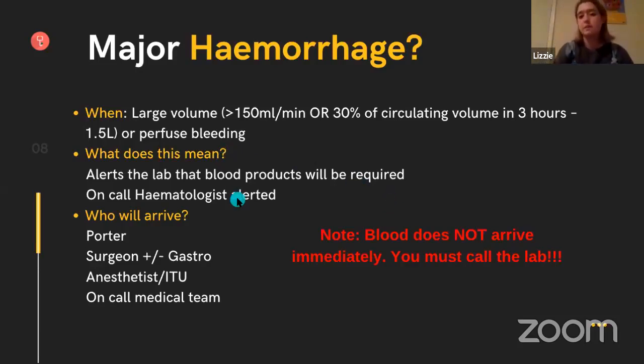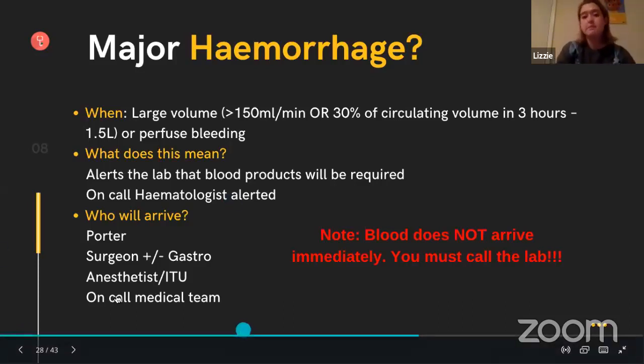Now, in terms of actually putting the major hemorrhage call out, what it means is that it's alerting the blood transfusion lab that at some point blood products may be required. And it also, in some trusts, alerts the consultant or registrar hematologist on call. The point is to emphasize that this does not mean immediate delivery of blood products. You don't put the call out and someone runs towards you with blood. It's alerting the lab to be ready for the call that will say, we need these blood products, we're activating the major hemorrhage protocol. And in that respect, it's important to know who arrives.